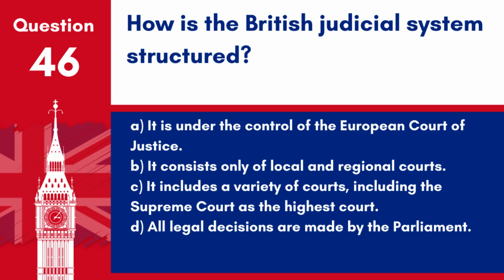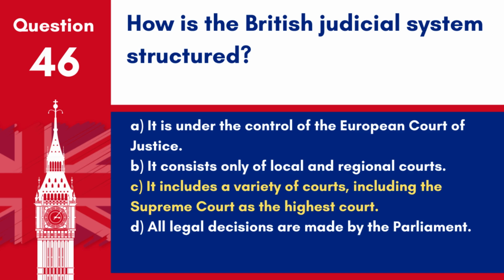Question 46. How is the British judicial system structured? A. It is under the control of the European Court of Justice. B. It consists only of local and regional courts. C. It includes a variety of courts, including the Supreme Court as the highest court. D. All legal decisions are made by the Parliament.